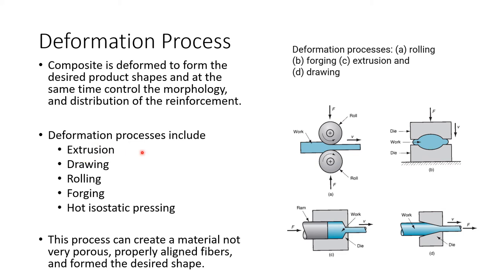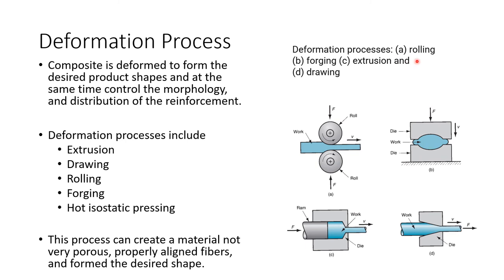All right, so deformation processes include your extrusion, drawing, rolling, forging, and hot isostatic pressing. So these are the processes in the deformation method. This process can create a material. So what are we looking for? Our desired property: not very porous, probably aligned fibers, and form the desired shape, and that's important. It's easy to write, but so difficult to achieve in reality.